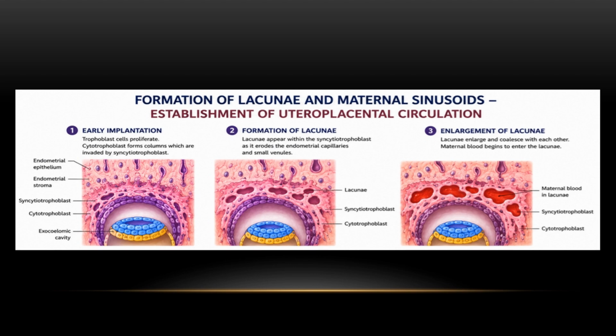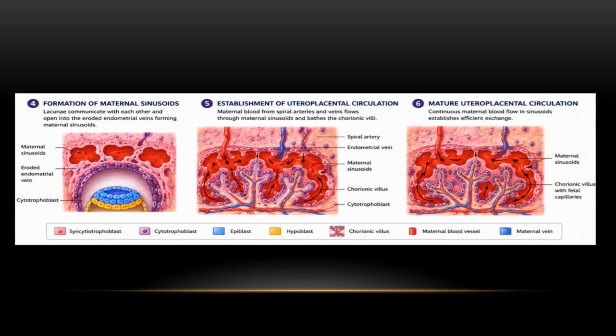During day 11 and 12, the syncytiotrophoblast produce more proteolytic enzymes and break down the extracellular matrix even more, reaching the maternal capillaries or the sinusoids, which is shown here in the third picture. The maternal sinusoids will fuse with the lacunae and the uteroplacental circulation is established. Now, nutrients and waste products are able to freely exchange between the mother and embryo.